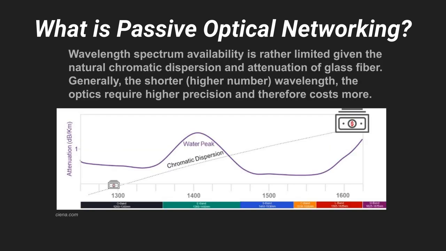There's another depiction of that water peak situation. It starts at like 1380. It's kind of a bell curve. And this is a fun one because you've got small dollar signs and big dollar signs. So as you go up in wavelength, the more accurate, the more tuned they have to be, and that typically means they cost more.